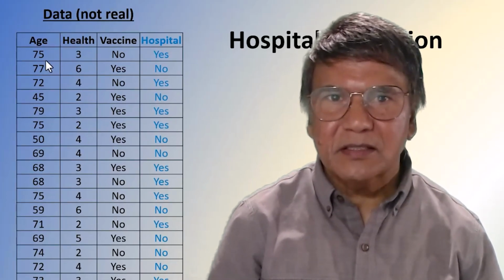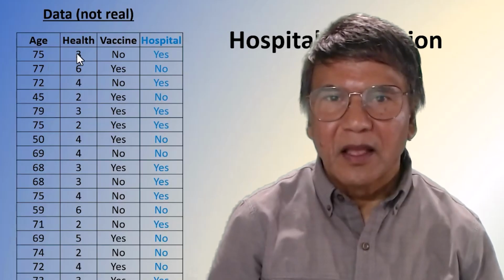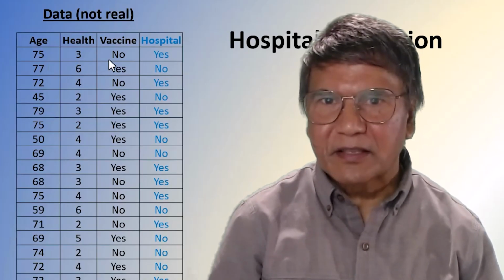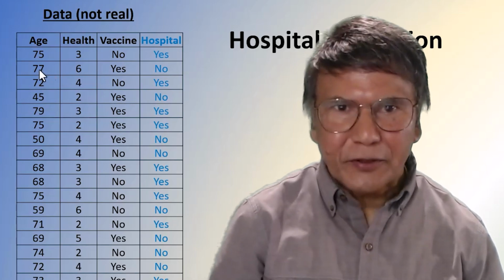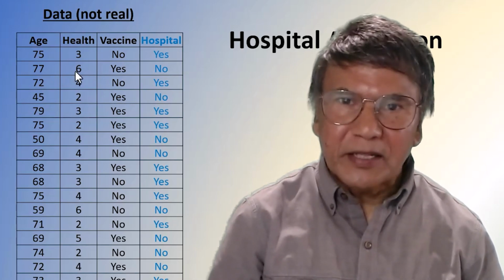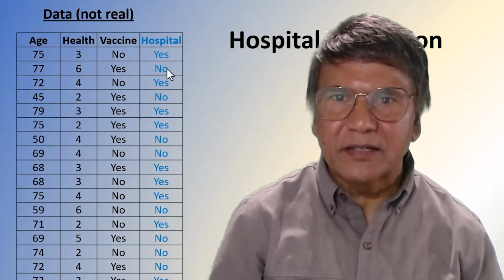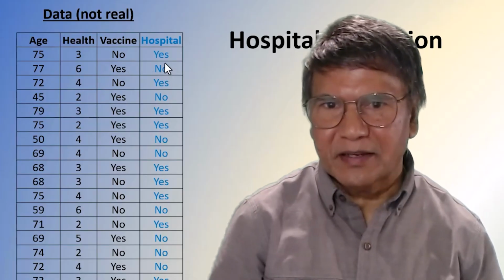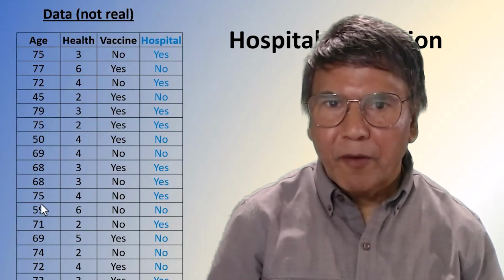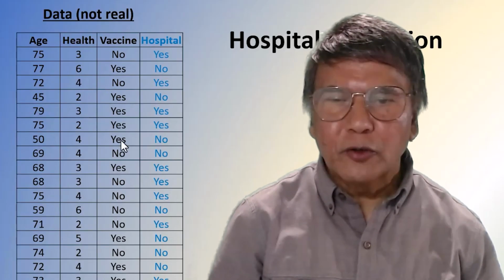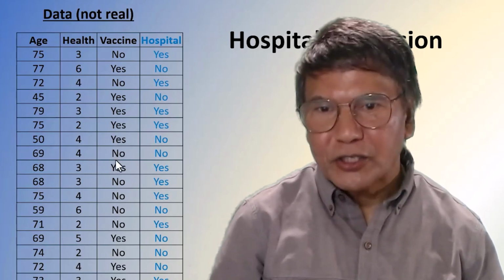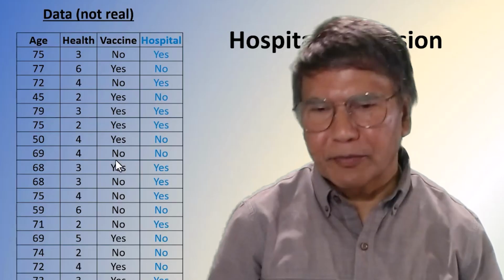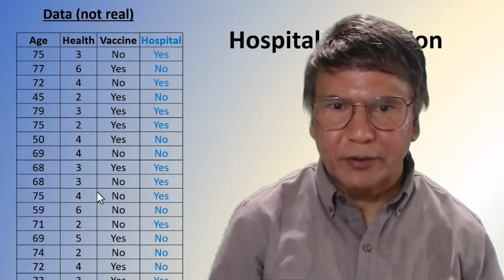For instance, this person was 75 years old, in not a very good health condition, didn't take the vaccine, and was admitted to the hospital, whereas this 77-year-old person in good health condition did take the vaccine and didn't go to hospital when he or she felt sick. So that's what it is. Now from here, we are going to create a logistic regression model. We're going to answer questions for future people. This is a history already.